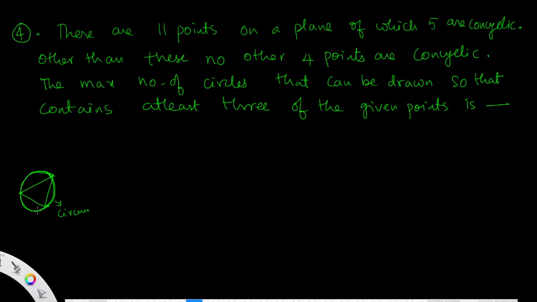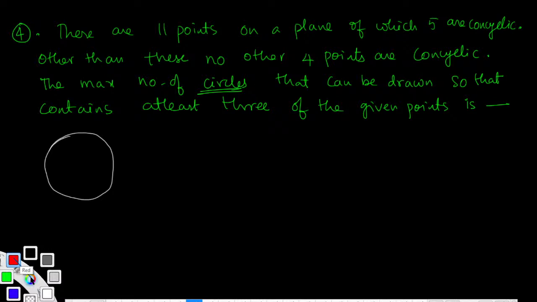But in the question it is given that there are 11 points on a plane of which 5 are concyclic, other than this no other 4 points are concyclic. Then find the maximum number of circles that can be drawn so that each contains at least 3 of the given points. Let us observe the value by taking a rough diagram, only for our convenience. They are asking for the number of circles, so let us construct one circle. How many points are there? 11 points, but 5 are concyclic.